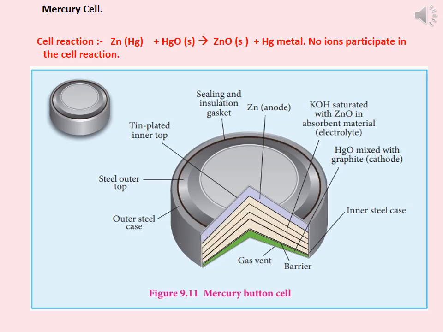In this cell reaction, you see there are no ions involved. No ions participate in the cell reaction. So therefore, there is no chance of the cell potential of mercury cell to change during its lifetime. In other words, the cell potential of mercury cell would remain a constant throughout its life.